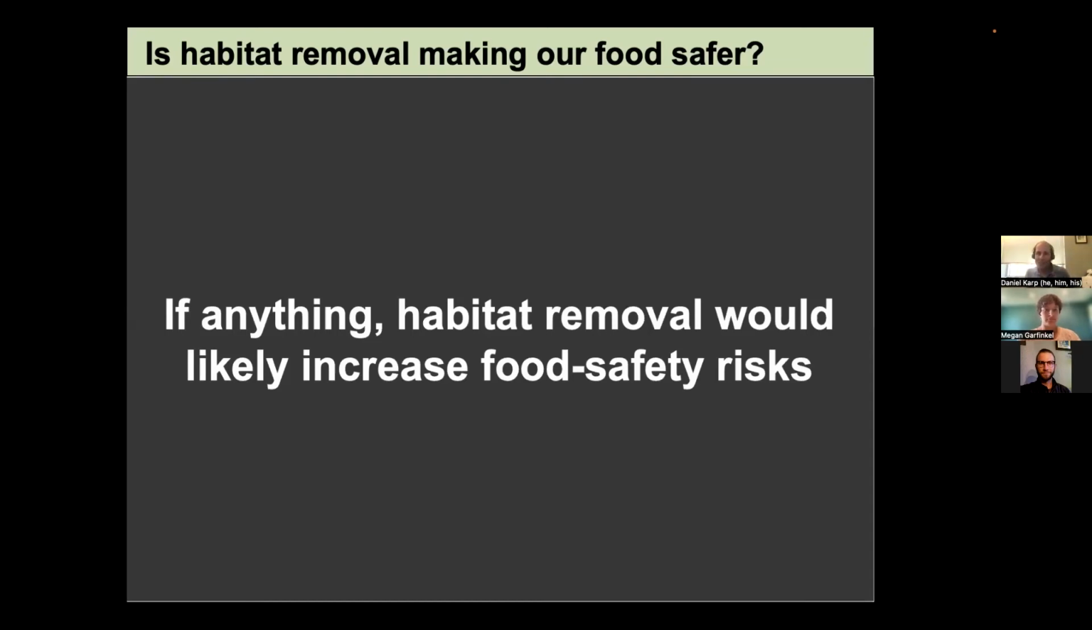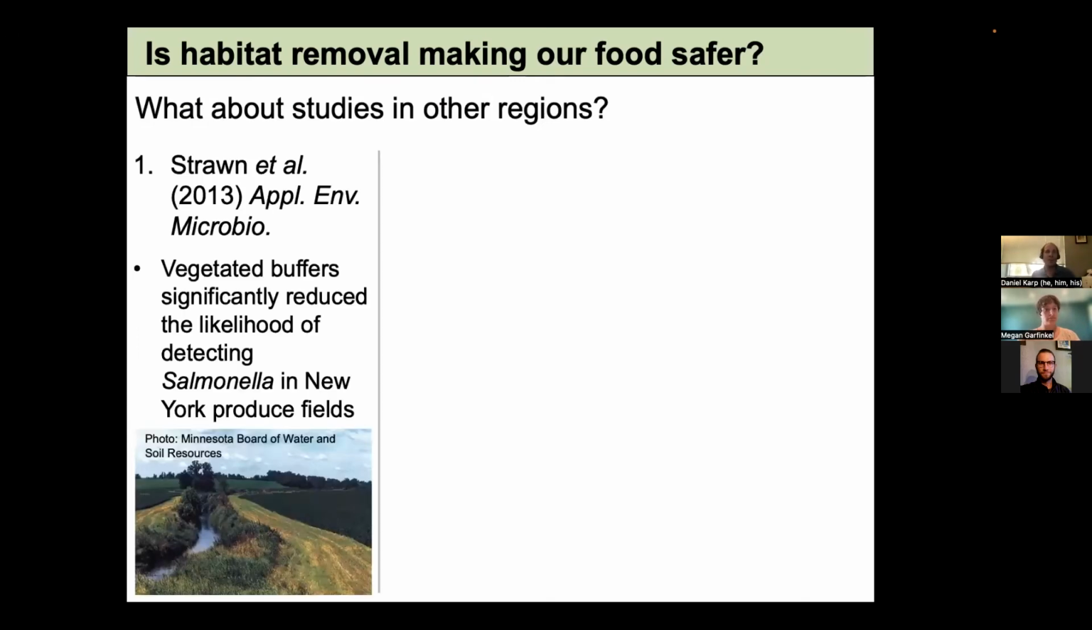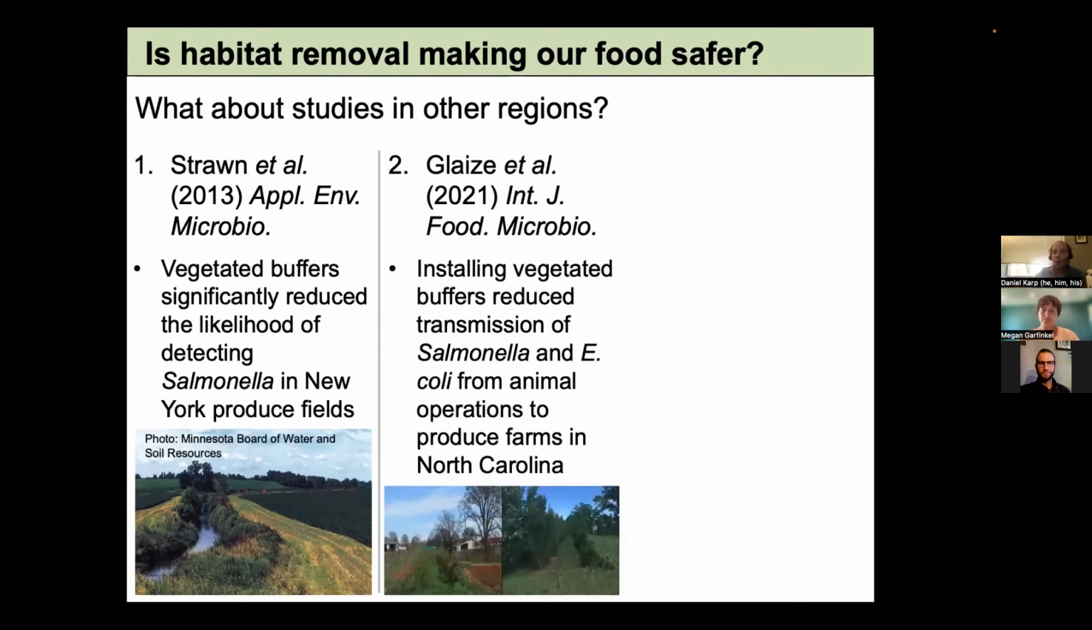So then you might be thinking to yourself, all right, this is just one study. What do the other studies say? There's been studies in other regions looking at this. Here are just 3 of them. One of them in 2013 by Laurie Strawn et al. was looking at vegetated buffers in New York produce fields and found that having these vegetated buffers significantly reduced the likelihood of detecting salmonella. Another one more recently in 2021, Glaze et al.